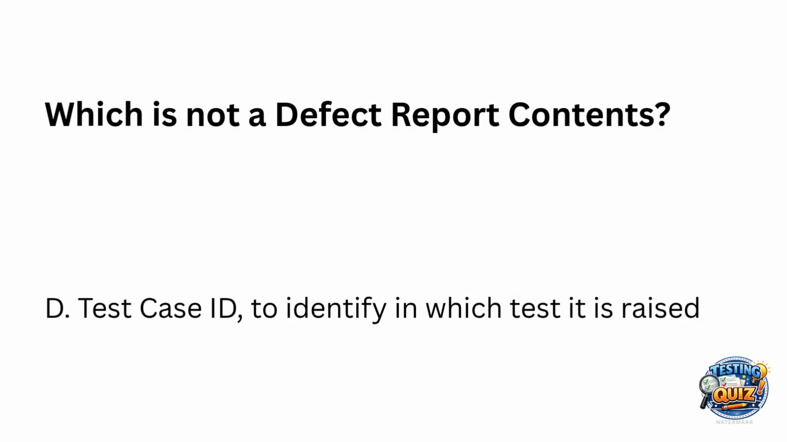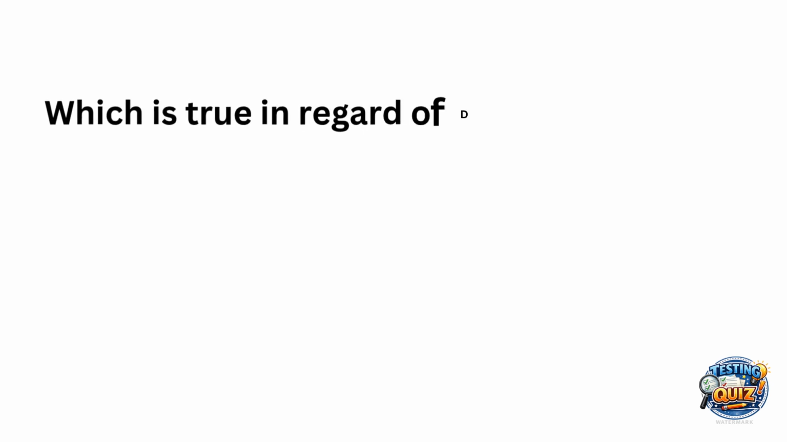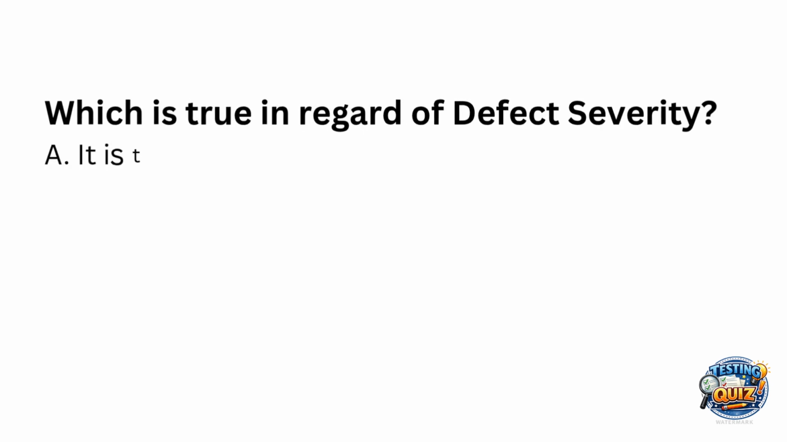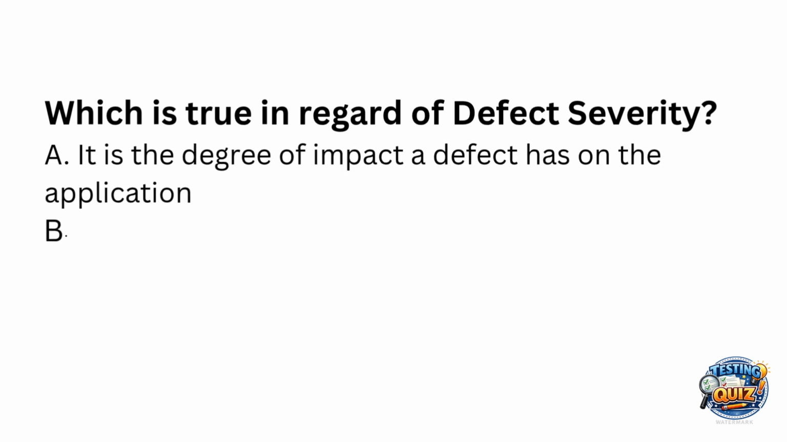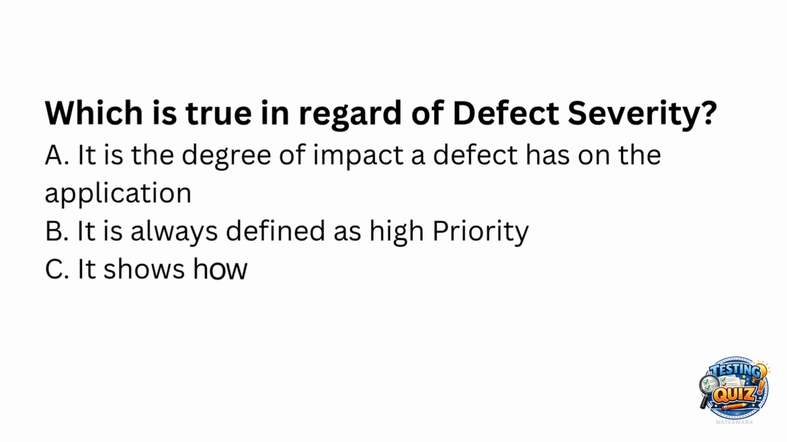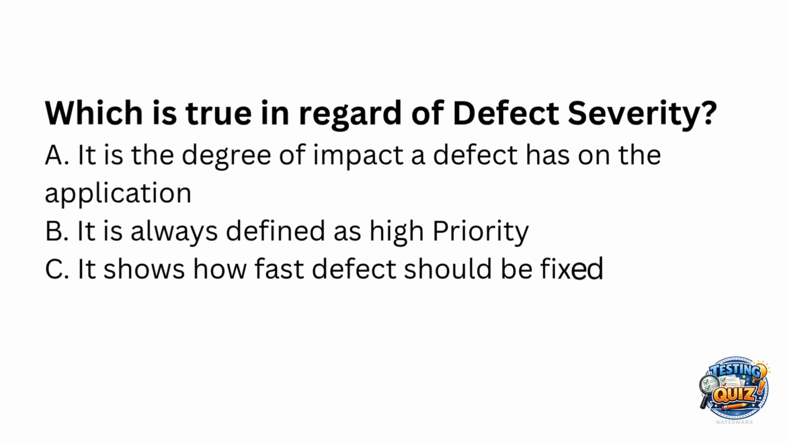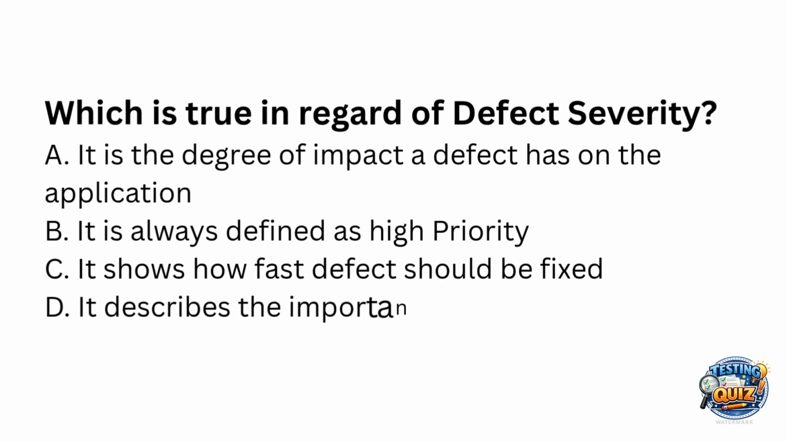The correct answer is D. Test case ID to identify in which test it is raised. Which is true in regard of defect severity? A. It is the degree of impact a defect has on the application. B. It is always defined as high priority. C. It shows how fast defect should be fixed. D. It describes the importance of defect.